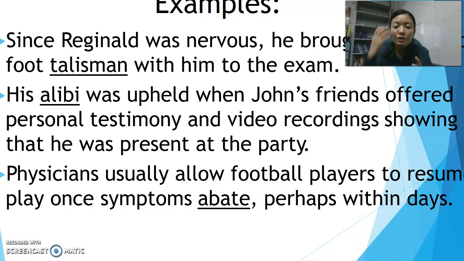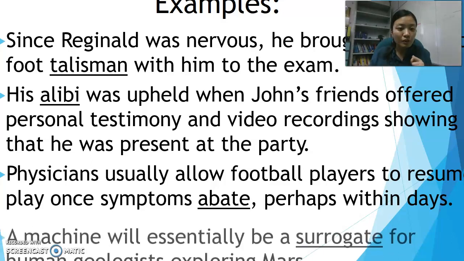So here you can guess based on your own background knowledge. You know that in order for them to play, whatever symptoms they go through have to reduce. It cannot be more or worse. All right, so abate means reducing something.